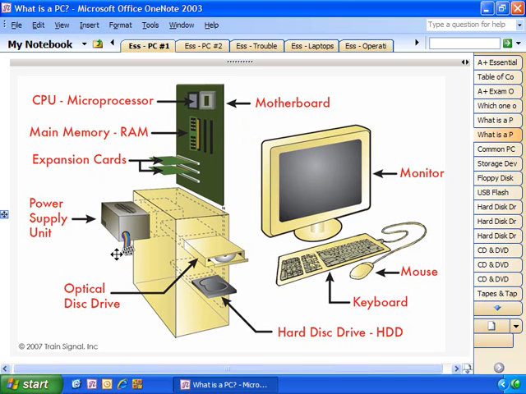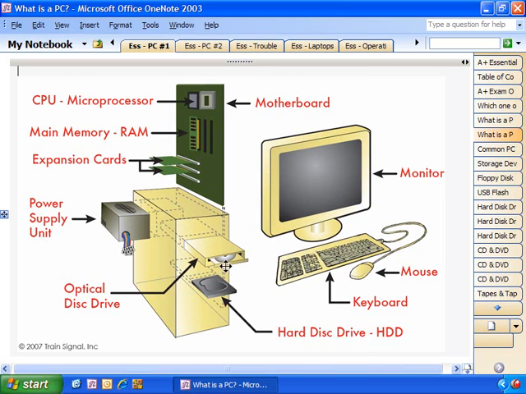Then there's the power supply. This is the power supply here. It slides in and goes right there. This is what converts the AC power from your electrical outlet, which it plugs into out the back here, into DC power and powers all the components inside the computer.